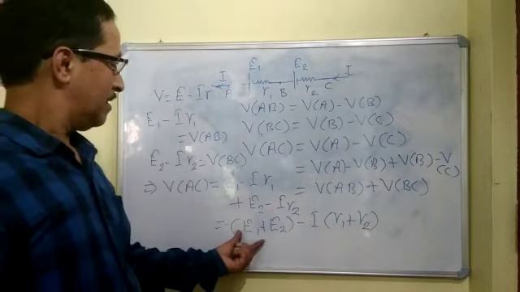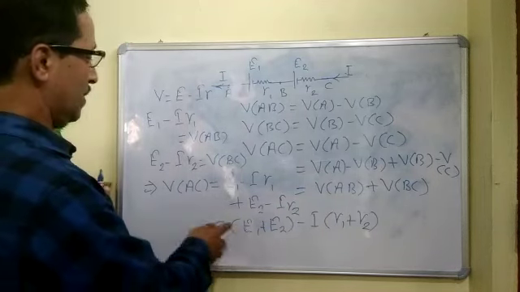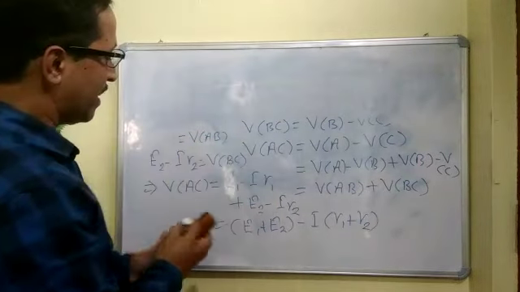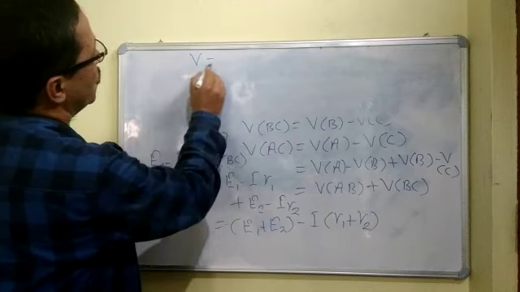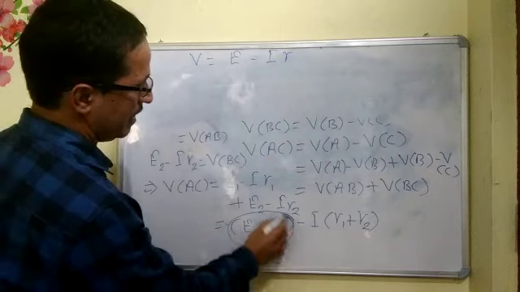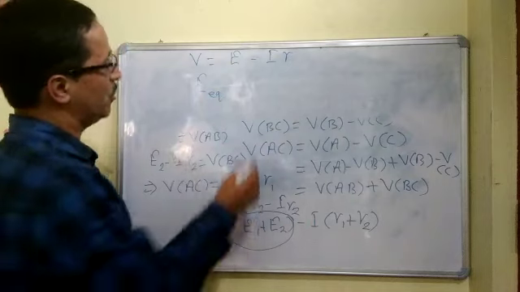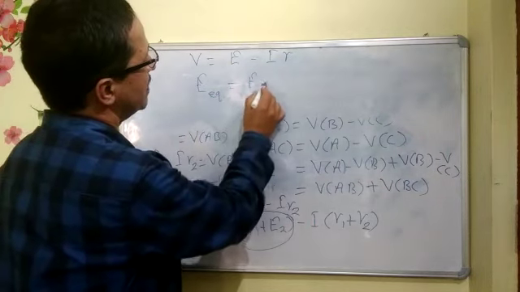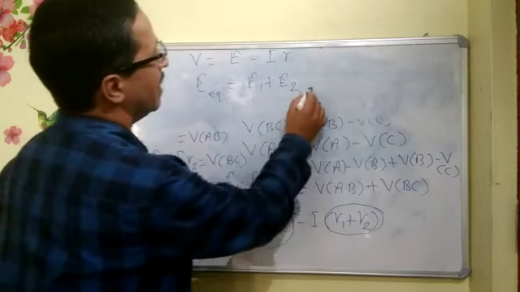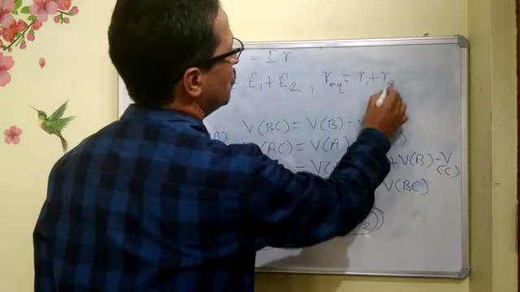This equation can be compared with V equal to E minus Ir. So if I compare this with the equation V equal to E minus Ir, then we have in place of E, E1 plus E2. So we can say that the equivalent EMF of the two cells is now E1 plus E2, and in place of r we have r1 plus r2. So r equivalent is equal to r1 plus r2.